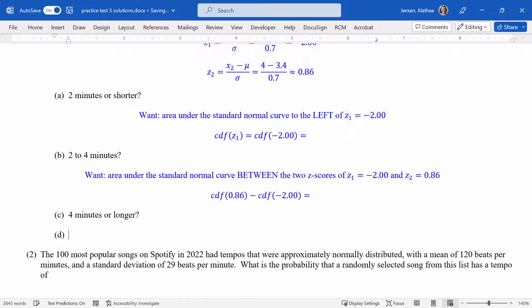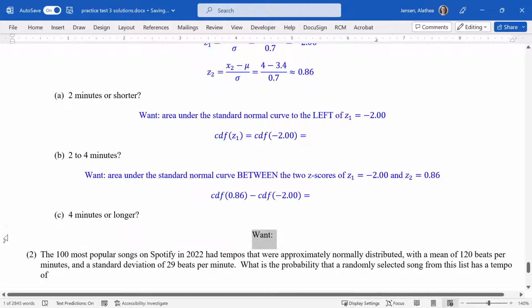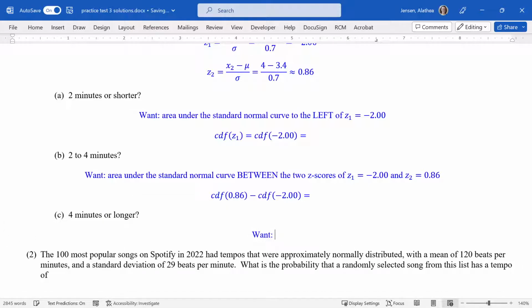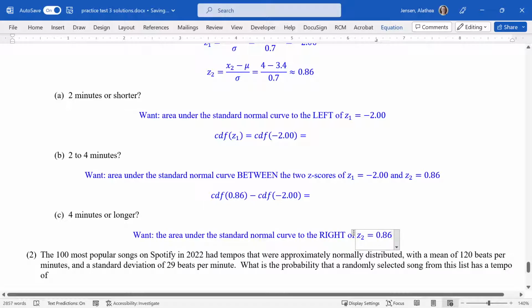And then lastly, for the area on the last one, sorry, I'm getting a little slow on the bluing of these answers. What you want is the area under the standard normal curve to the right of the second z-score, which is the z-score for 4 minutes. We want 4 minutes or longer. That means we want everything to the right of that z-score. That's where all the bigger z-scores are.